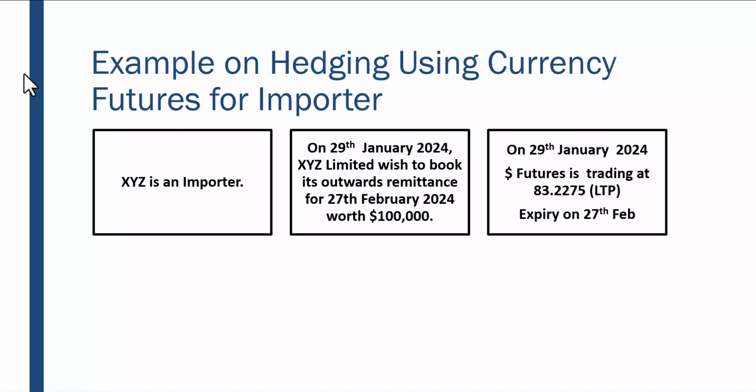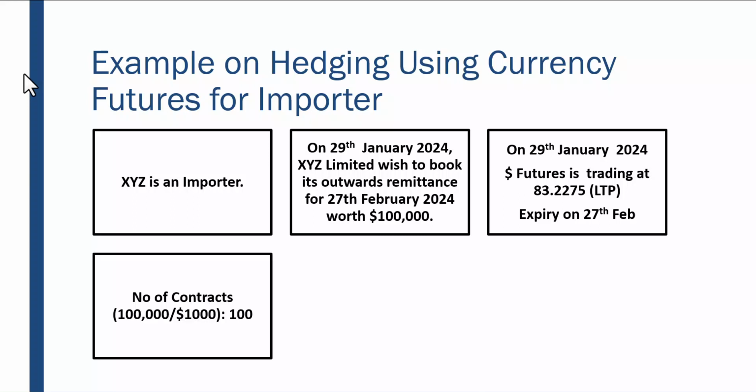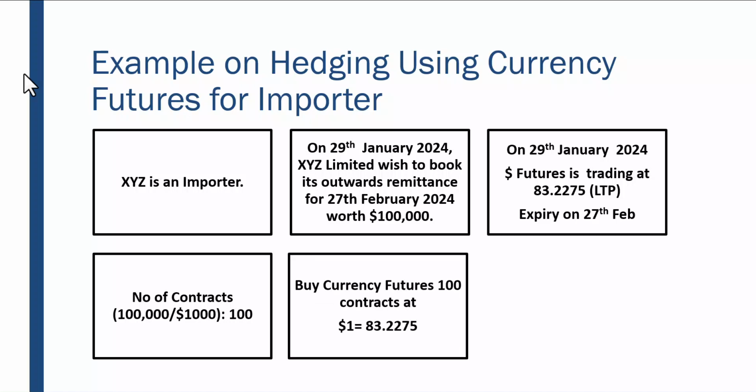We'll understand that. So that means the lot size of dollar is how much? 1,000. So how many contracts does he have to take a position in? 100 contracts, because 1 lakh divided by $1,000. So he has to take a position in 100 lots, 100 contracts. Is that okay? What he'll do, he will buy dollars. He has to buy. So he's going to buy currency futures, 100 contracts at $1 equal to 83.2275.